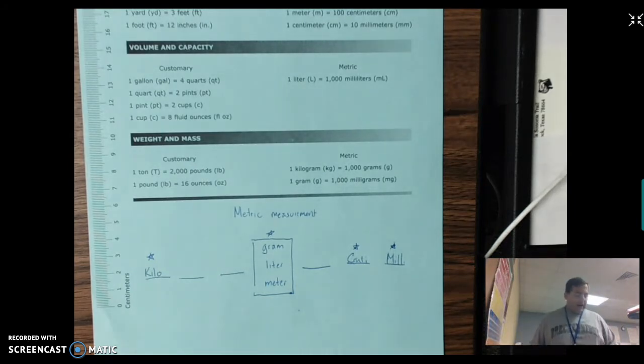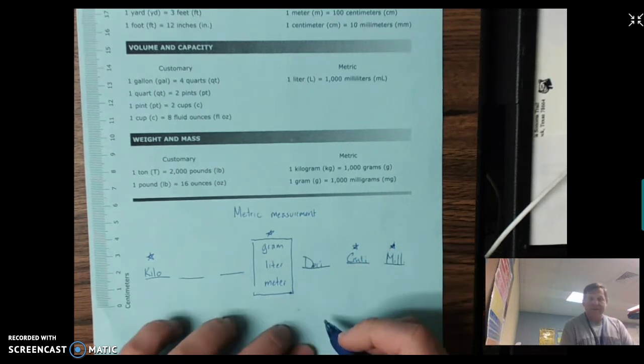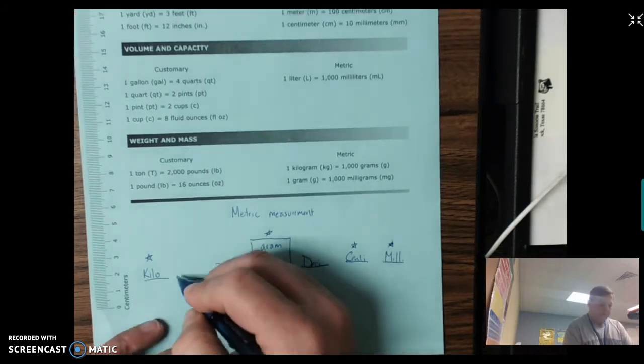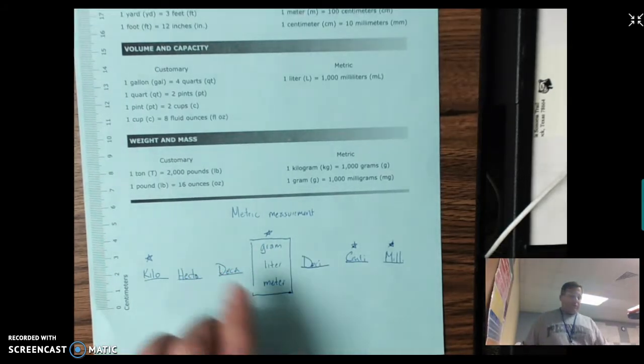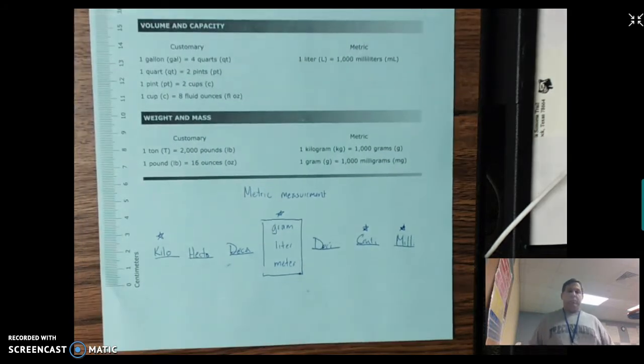Okay? The other three are deci, D-E-C-I, deca, D-E-C-A, and hecto. Now, you probably will not see these, maybe not ever, but at least for a while. I like metric conversion because it's so simple.